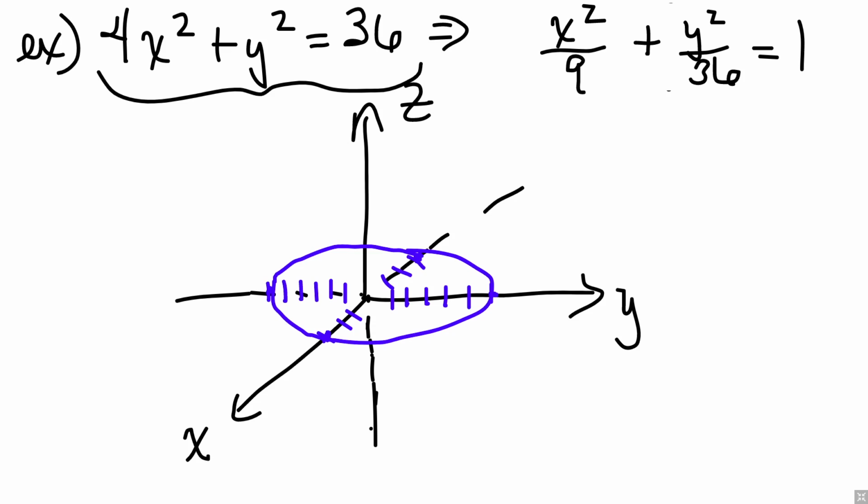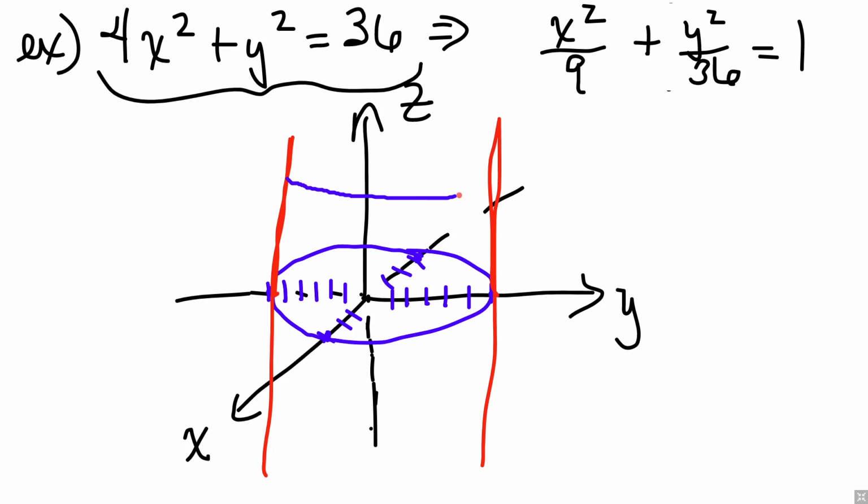Now, we said that z can take on any value, right? So that means that this ellipse will go up and down. Essentially what's going to happen here is that we're going to have other ellipses that are created along through this. So it's going to look something like this. Any questions?